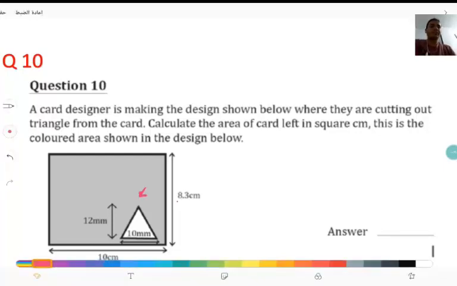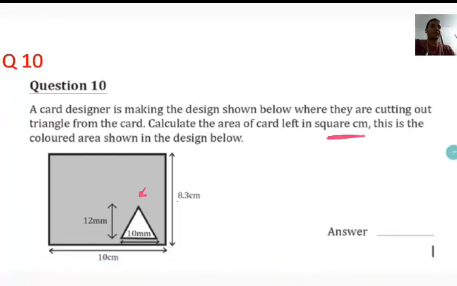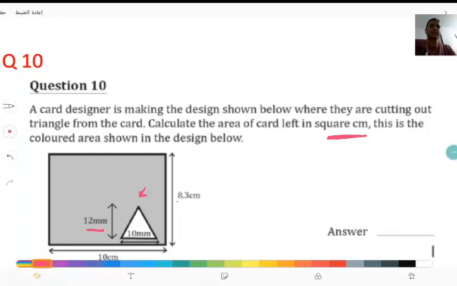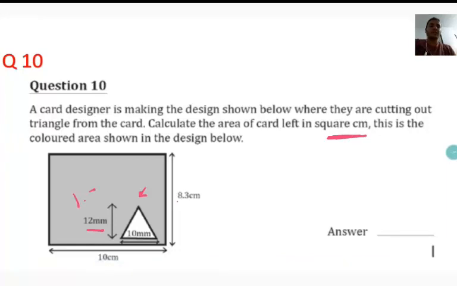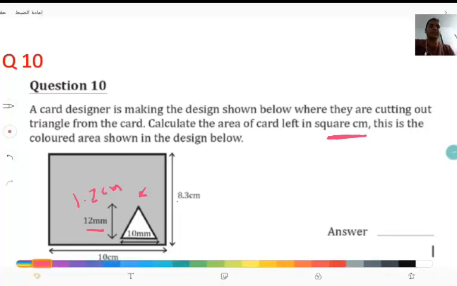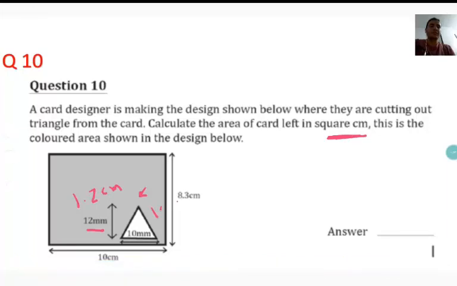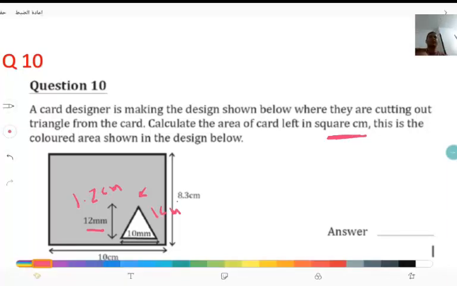But notice here, he wants the area in square centimeter, but he gave you the dimensions of the triangle in millimeter. So first you have to change millimeter to centimeter by dividing by 10, because each centimeter has 10 millimeter. 12 divided by 10 is 1.2 centimeter, and 10 divided by 10 is 1 centimeter. Now we can find the area of the card.